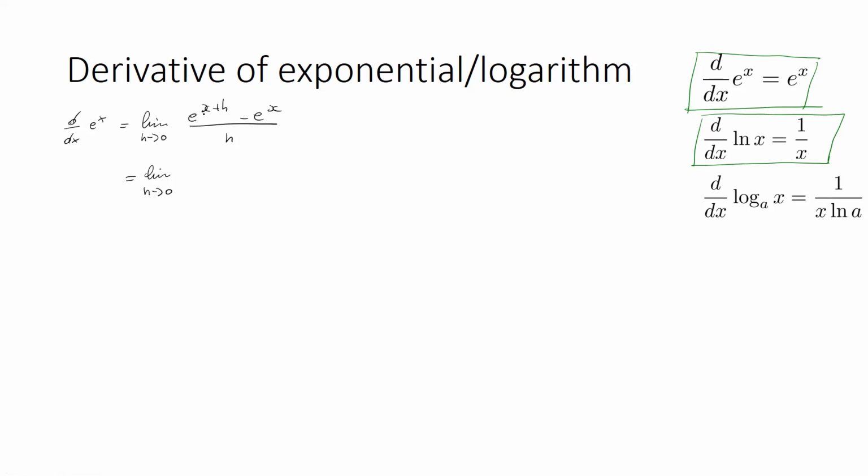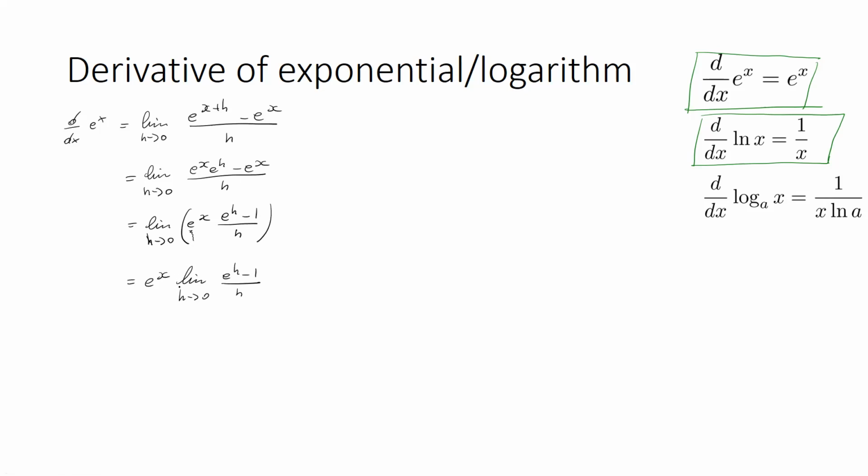So if you write out the definition, you can write this as follows, divided by h, and then factor out e to the x. You get e to the h minus 1 divided by h. This term right here does not depend on h, so you can take it out of the limit. And you're left with the limit of e to the h minus 1 divided by h.